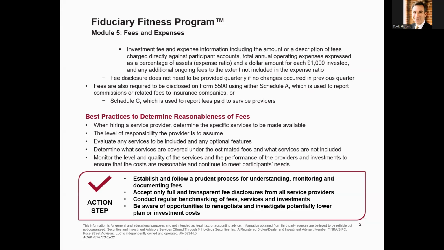There's selection and there's monitoring responsibilities, and they're basically the same level of responsibility and the same steps. It all harkens back to procedural prudence under ERISA. As far as the action steps, establish and follow a prudent process, a prudent expert process for understanding, monitoring, and documenting fees.